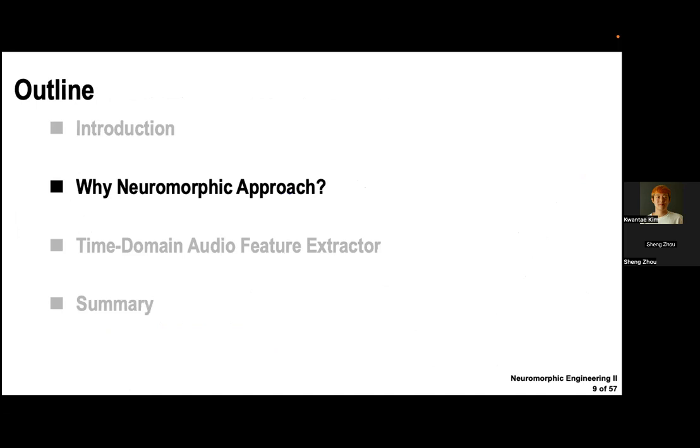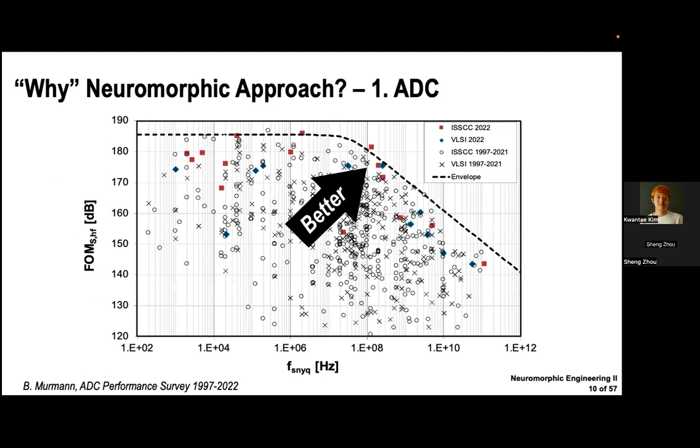Okay, then I will go to the motivation for the neuromorphic approach. So here is a very vast survey of ADCs that is the state of the art presented in top conferences such as ISSCC and the VLSI Symposium from 1997 to 2022. So here the x-axis has speed and the y-axis a figure of merit. So going to the top right corner means a better ADC.